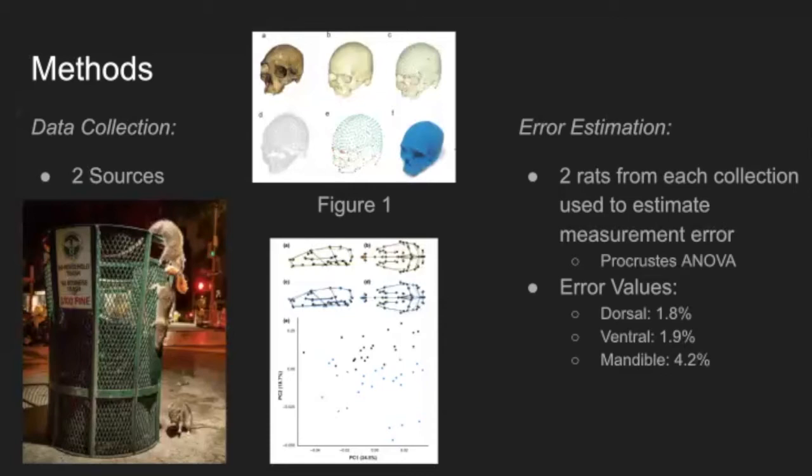The second section was error estimation. Through their experiment, 2 rats from each collection were measured about 10 times to estimate measurements of error, and they used ANOVA to calculate these percentages. The error values, as seen here, are dorsal with 1.8%, ventral with 1.9%, and mandible with 4.2%. So there were very minimal errors, which is a good sign for this experiment.